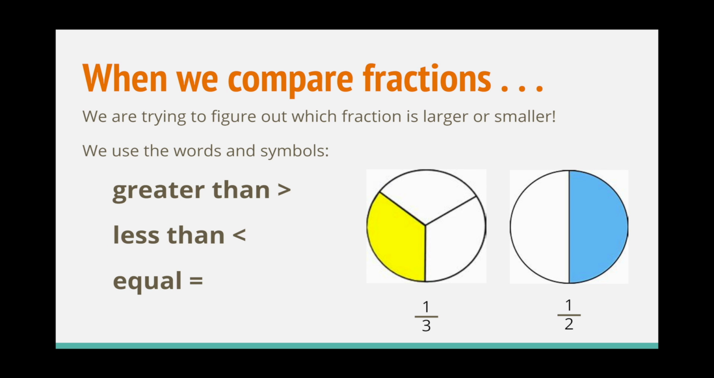So we talked about this last time. When we compare fractions, we're trying to figure out which fraction is larger or smaller. And we use the words greater than, less than, and equal to. In this situation, we have 1/3 and 1/2. If we look at the pictures, 1/2 is bigger. And you're probably thinking, there's a 2 on the bottom and this one is a 3. How are those ones bigger? We're going to talk about that soon.